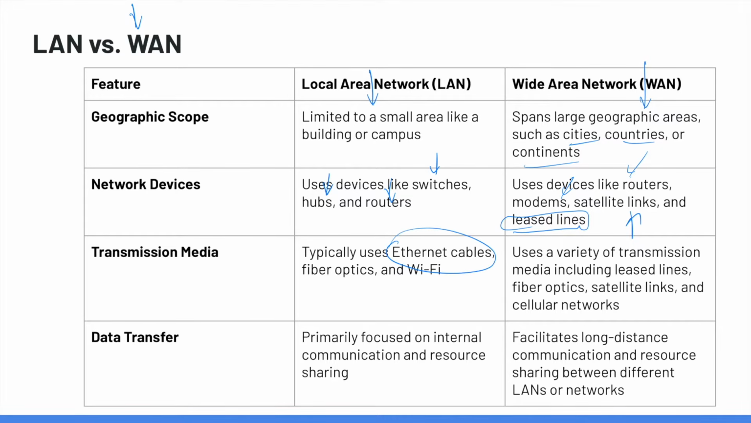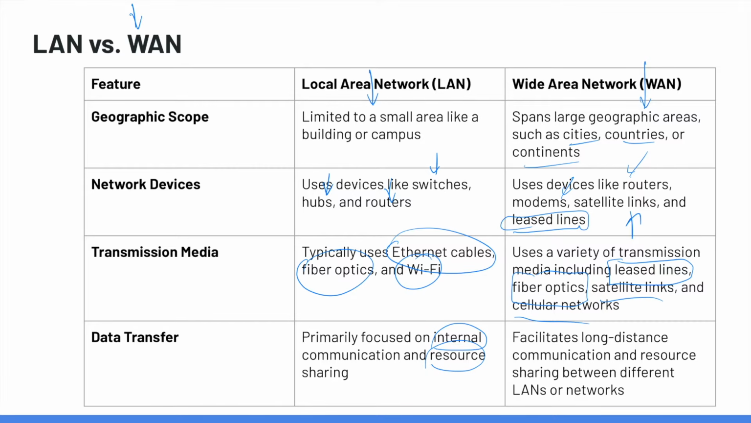LANs will typically use things like Ethernet cables, fiber optic, and Wi-Fi, versus again, we're going to have things like satellite links, cellular links, and leased lines, which are just really large cables that are dedicated to network transmission, as well as more heavy-duty fiber optic cables. And local area networks are primarily focused on internal communication and resource sharing. So think about just an office building.